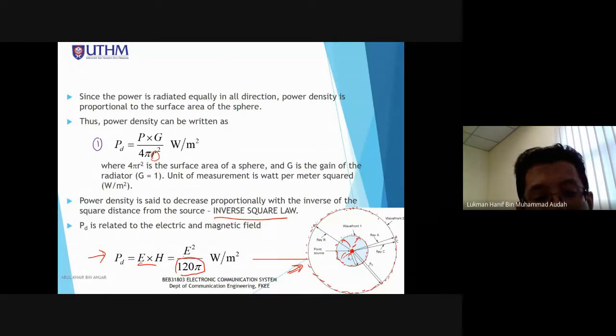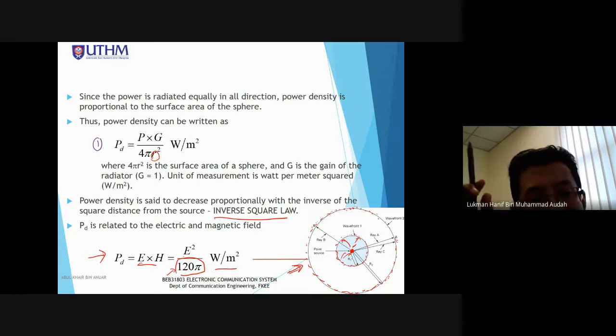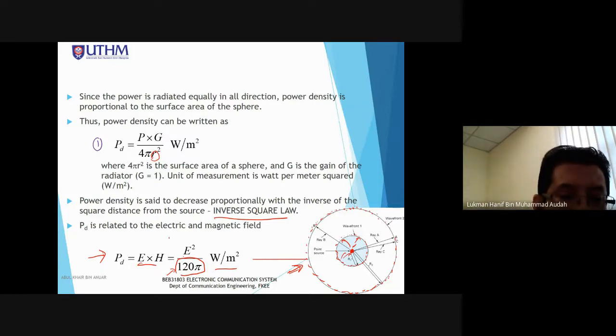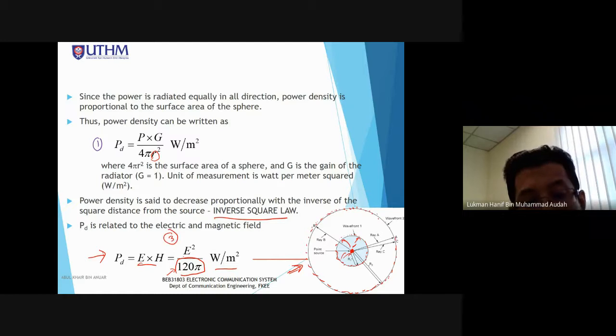So therefore it is equal to E² over 120 pi and we will get it in terms of watt per meter square. Okay, this V² over R actually refers to impedance, and this 120 pi refers to the impedance of free space, or air, where the medium is air. Okay, so this is the third equation to find power density.